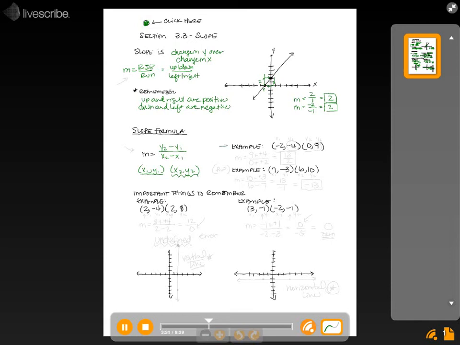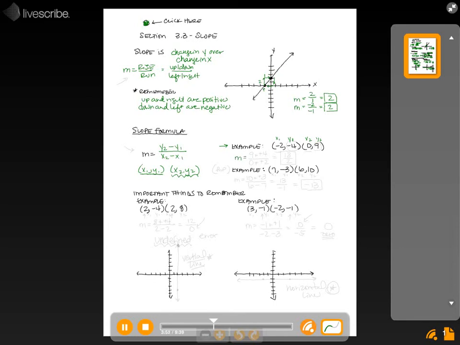So we're going to do an example here. We've got negative 2, negative 4, and 0, 9. Those are our 2 points. I'm going to write on here x1, y1, just so that I remember, and then x2, y2. That will tell me when I plug my numbers into my formula where I'm getting them. It will help me remember them.